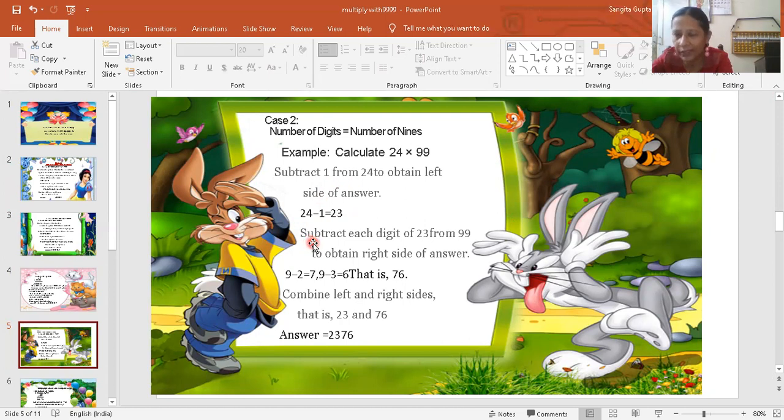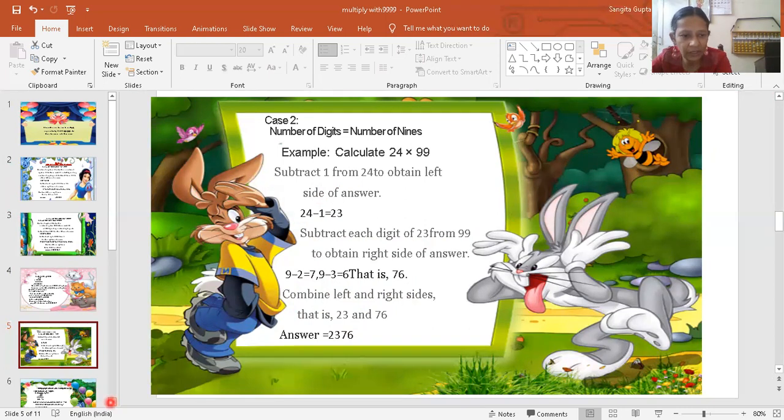So what will you do? The same as here. Subtract each digit of 23 from each 9. So what will you do? First 9 minus 2 is equal to 7, comma, second 9 minus 3 is equal to 6. So you will get here 76. So you have to combine these two, 23 and 76. So this is your final answer.